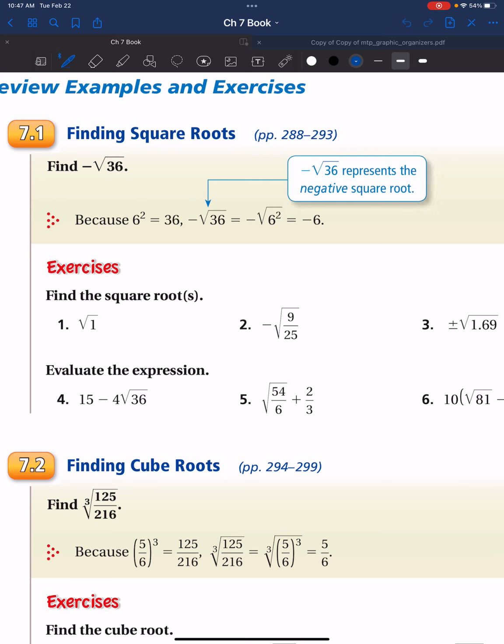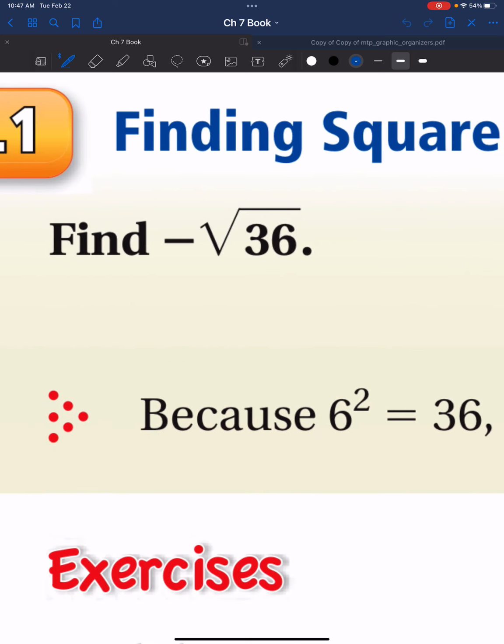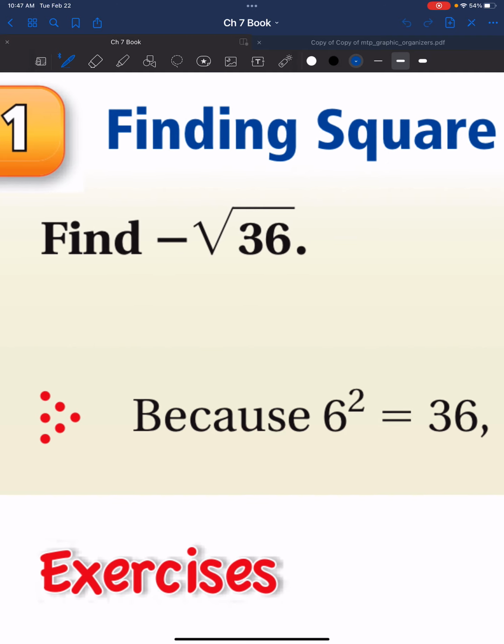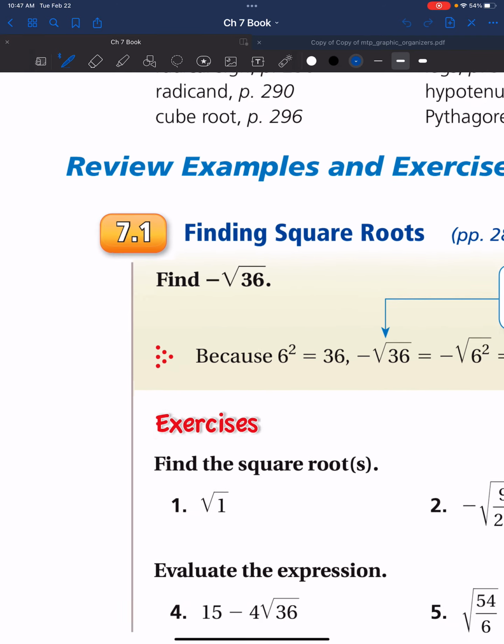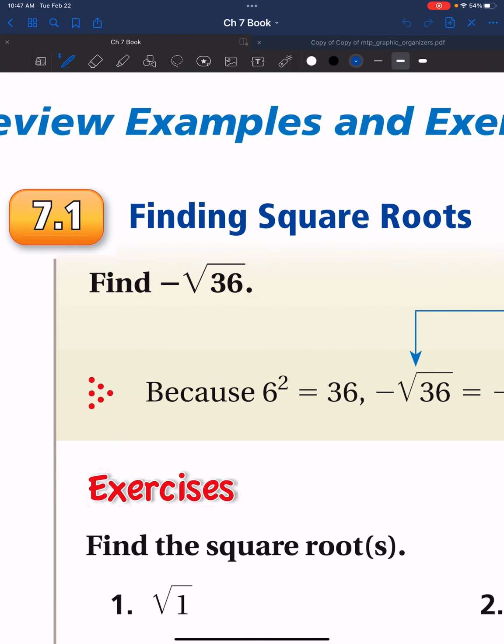I see the first example. It says, find the negative square root of 36. Now, the square root of 36 is 6. But what should my answer look like if it says it's the negative square root of 36? It should be negative as well. And now there are quite a few on the test like that. Let's say you put that the answer was just 6. You don't get it right because it asks you to find the negative square root of 36. So your answer has to be negative 6.